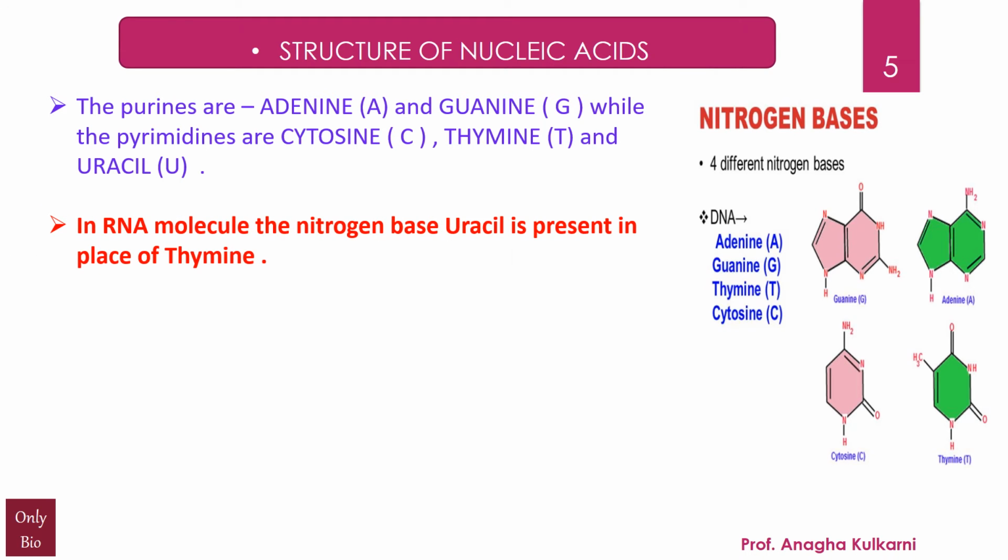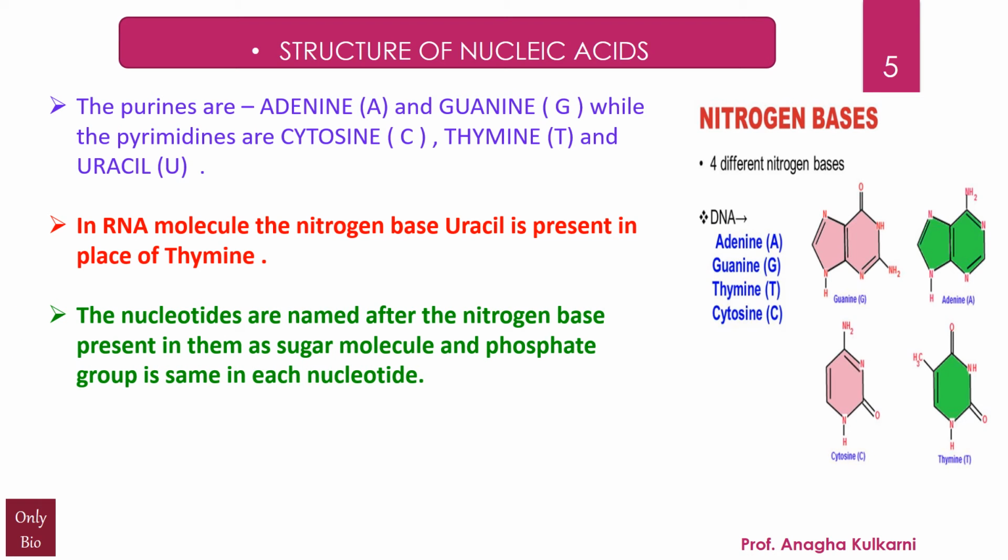In RNA molecule, the nitrogen base uracil is present in place of thymine. This means DNA has thymine but not uracil and RNA has uracil but not thymine. The nucleotides are named after the nitrogen base present in them as sugar molecule and phosphate group is same in each nucleotide. Now what does this mean? In simple words, I can say that DNA is said to be made up of deoxyribonucleotides. RNA is made up of ribonucleotides.